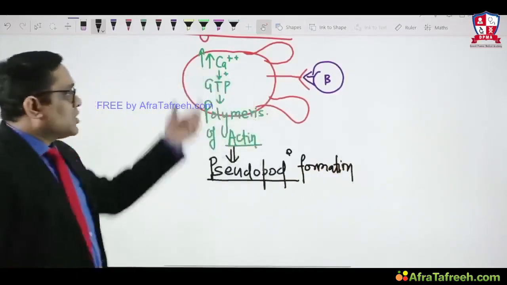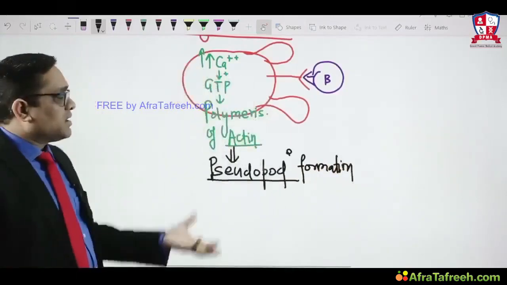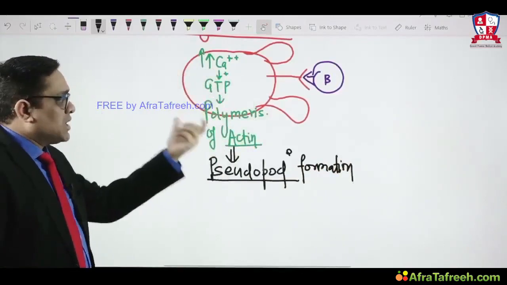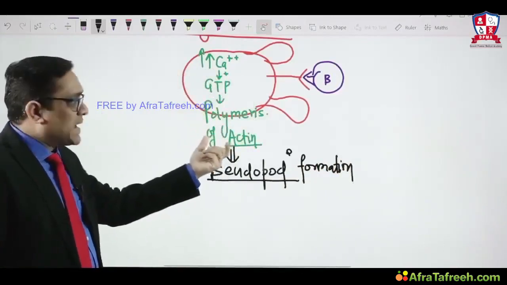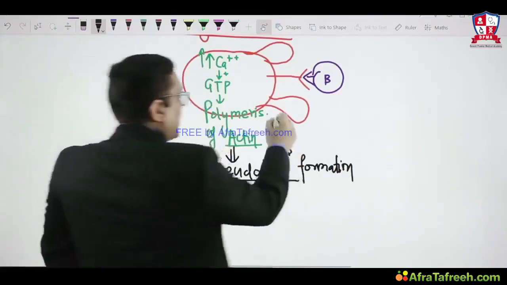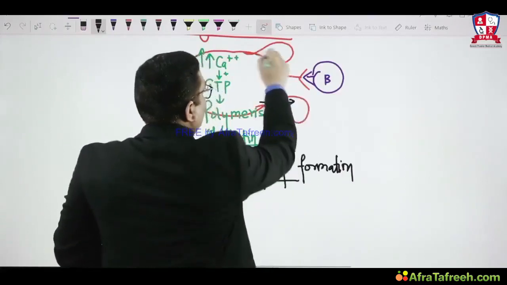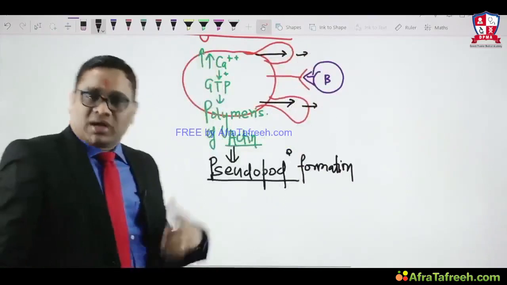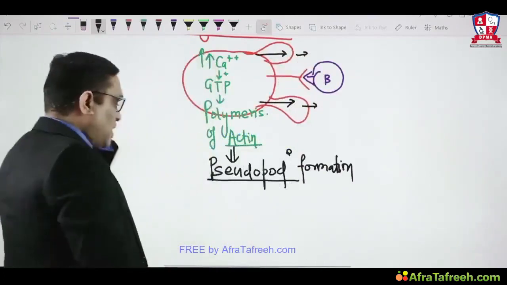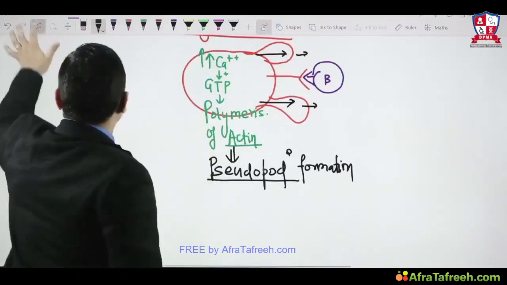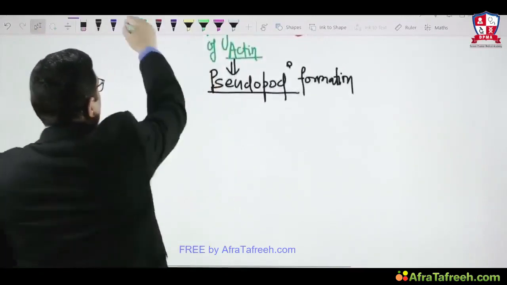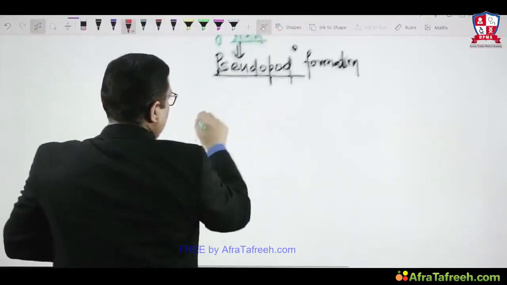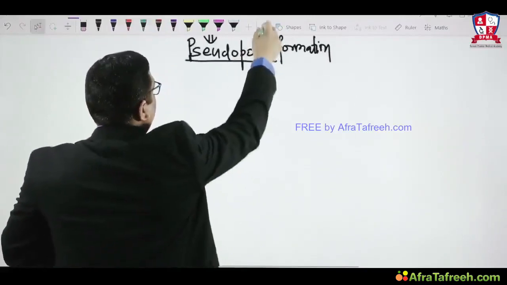As I said, because of the intracellular calcium increase, a signal will be generated and GTP will be produced, which will help in polymerization of actin. Because of polymerization of actin, foot-like processes will form and start moving towards the bacteria for the next step, which is called engulfment. Now after this pseudopod formation, what is going to happen? We will see that.